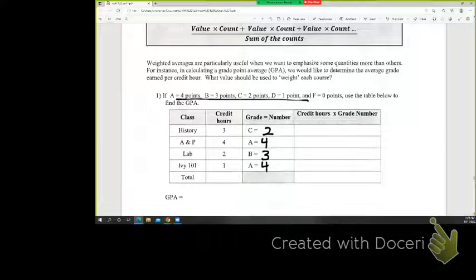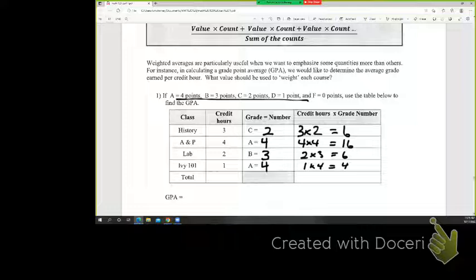A in this one. And then the credit hours times the grade as a number. This is also called the quality points. All right? They'll call these quality points. So we're doing 3 times 2, 4 times 4, 2 times 3, 1 times 4, and then we add the credit hours.